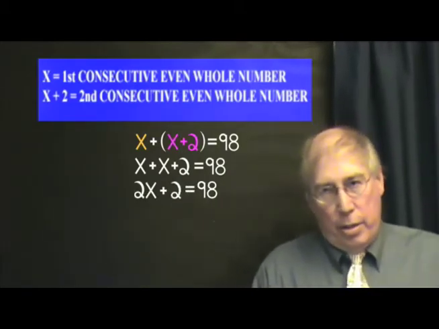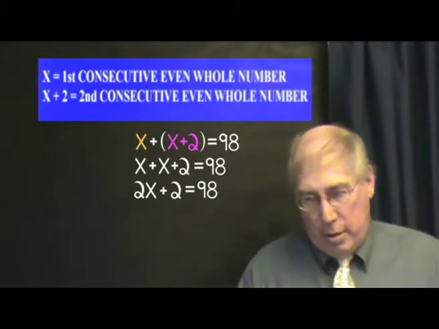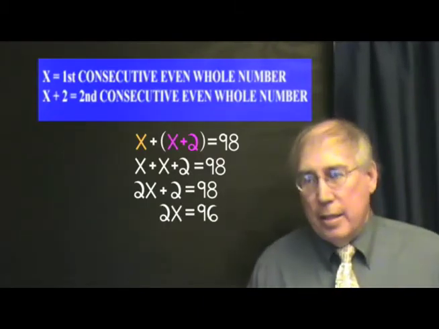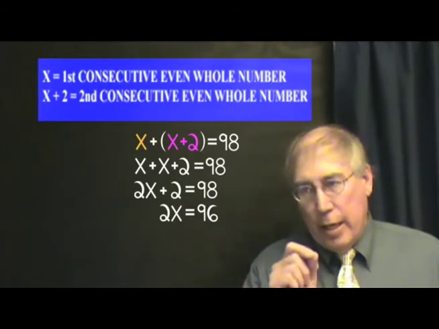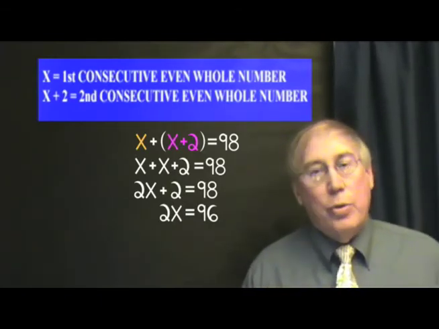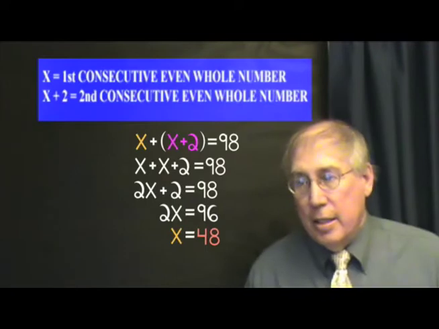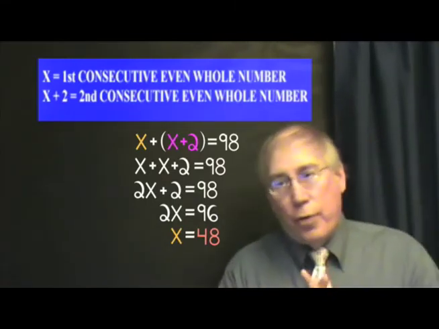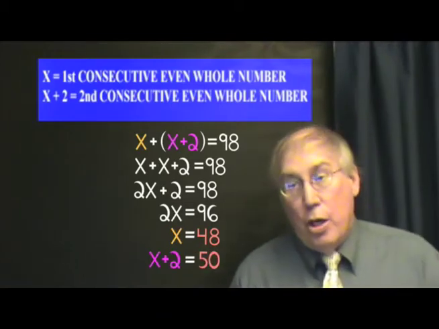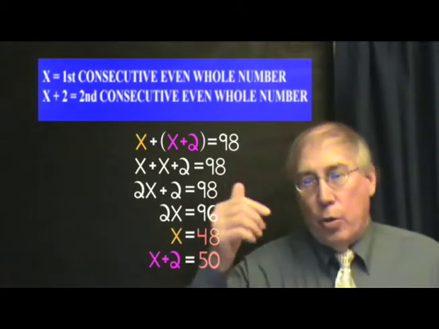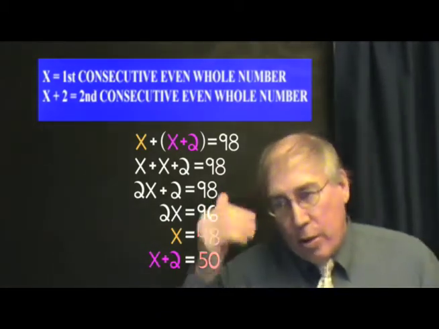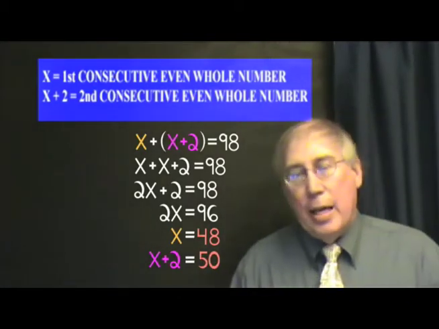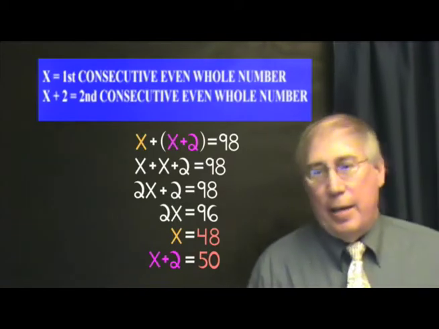Now, the two x's add together, so we get 2x plus 2 equals 98. Then we can subtract 2 from both sides and get 2x equals 96. Divide through by 2, and we get x equals 48. That's the first consecutive even whole number. Now, the second one, you just add 2 to it, and so we get 50. And so 48 and 50 add up to be 98.